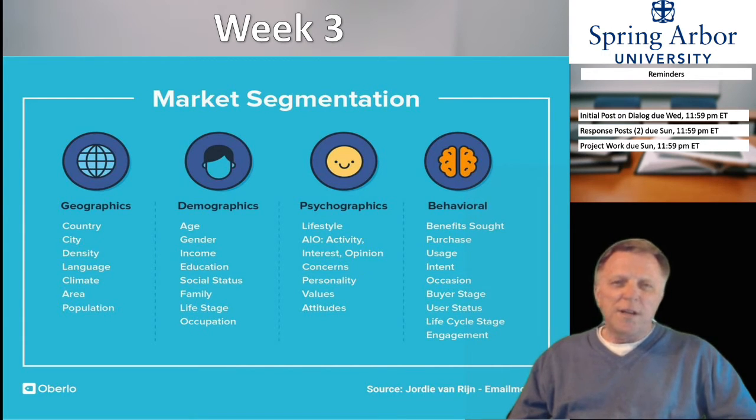This is an example of market segmentation. You can see there's geographics, demographics, psychographics, which I kind of like, that's a nice little name, and also behavioral segmentation. Often with internet buying or marketing on the internet, we do a lot of behavioral targeting, people typing in certain keywords and that sort of thing.